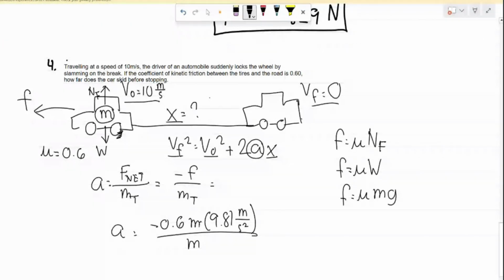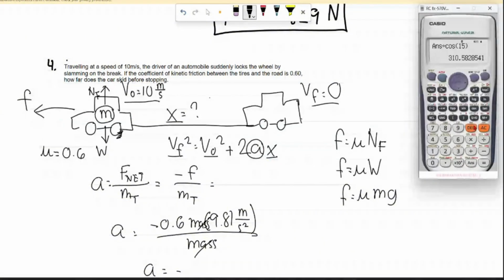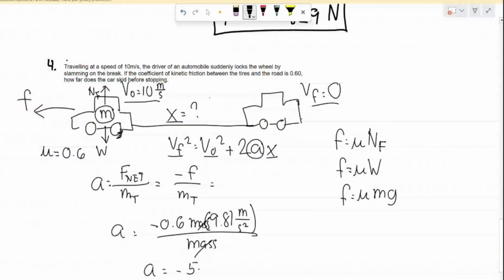Okay, so agawin ko na lang mass kasi meron tayong meters na unit. So therefore guys, cancel ko lang po yan. So acceleration would be what? So we have here negative 0.6 times 9.81. So the acceleration would be what? So negative 5.886. Negative 5.886. This is in meters per second squared.